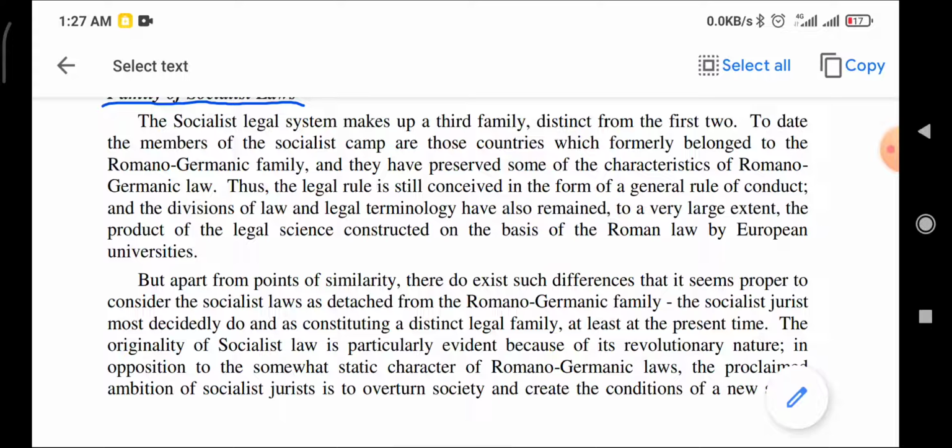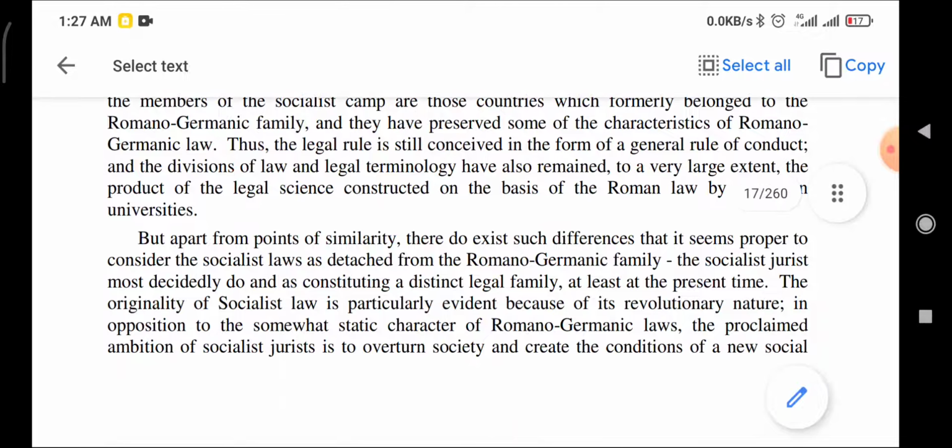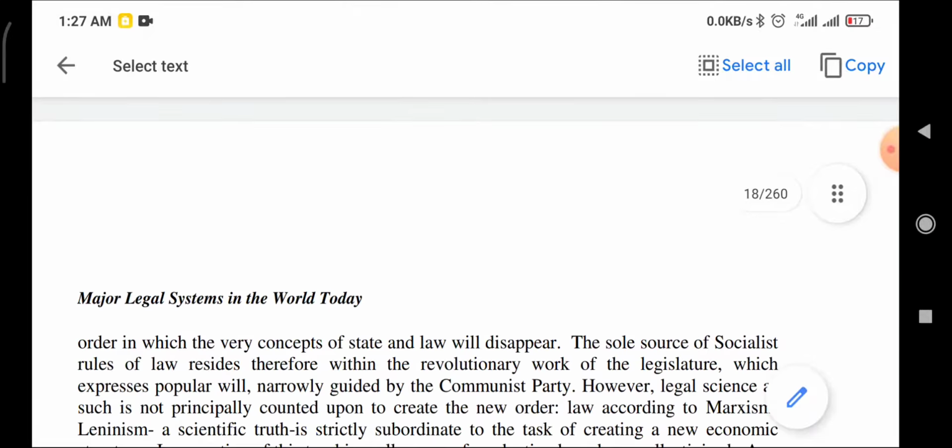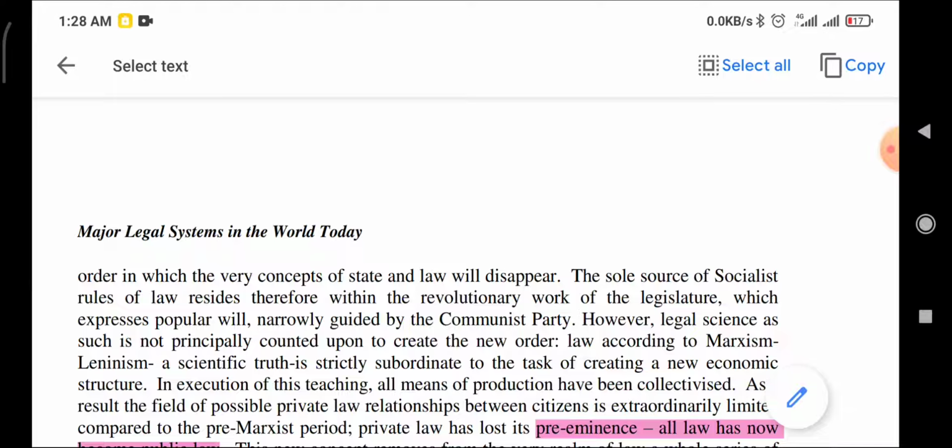A socialist jurist must decidedly do so, as constituting a distinct legal family. At least at the present time, the originality of socialist law is particularly evident because of its revolutionary nature. In opposition to the somewhat static character of the Romano-Germanic laws, the proclaimed ambition of socialist jurists is to overturn society and create the conditions of a new social order in which the very concept of a state and the law will disappear. The sole source of socialist rules of law resides therefore within the revolutionary work of the legislature, which expresses popular will narrowly guided by the Communist Party.